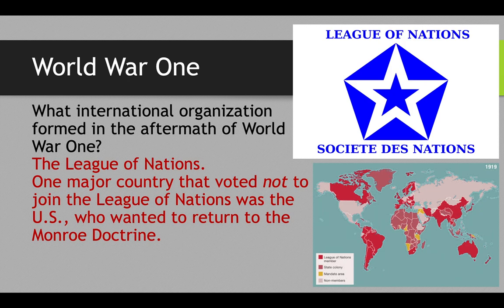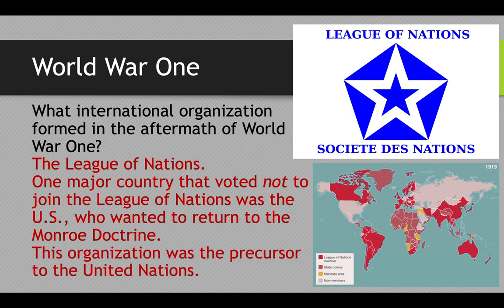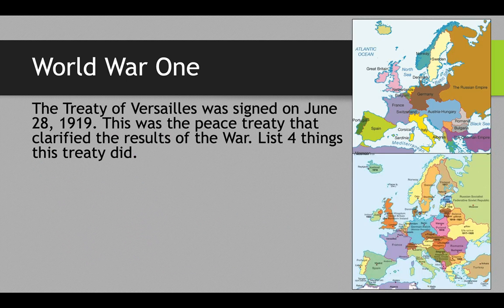Even though it was Woodrow Wilson's idea, the U.S. voted not to join the League of Nations because we wanted to return to the Monroe Doctrine. We wanted to return to isolationism. We said, okay, we stepped across the boundary because y'all begged us to, and now we're coming back. We don't want anything more to do with you crazy Europeans. Fight your own wars from now on. We're going to stay in our boundaries here. Now, this organization was the precursor to what would become the United Nations after World War II.